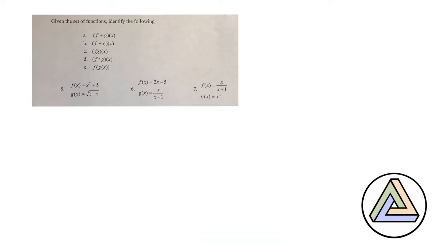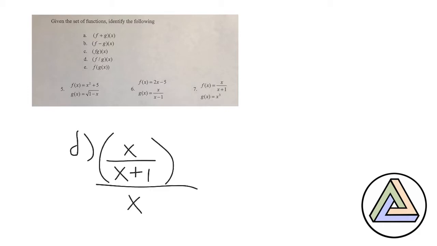Okay, let's see. d would be division, so that would be x over x plus 1 divided by x cubed. All right, so now we have some restrictions on the domain. Let's start from the bottom. Clearly, x cannot be 0, because if this was 0 cubed, then it would be an undefined fraction. So we're going to make a mental note of that. x cannot be 0.